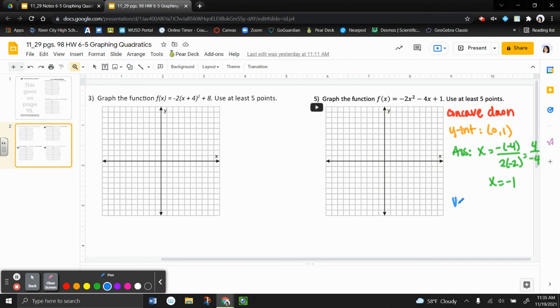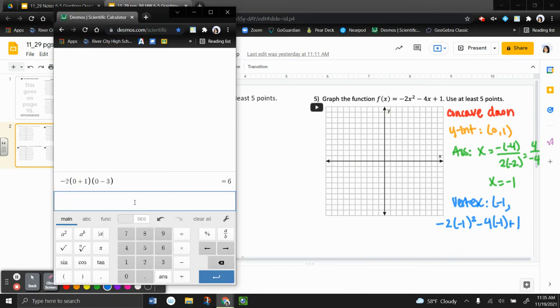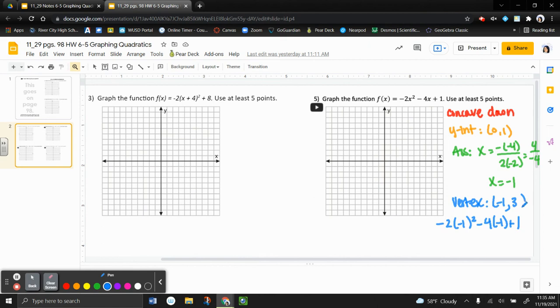And then we have our vertex. So it's going to be negative 1, comma, and then we're going to plug it in. So negative 2 times negative 1 squared minus 4 times negative 1 plus 1. So we get a value of 3. So plotting my vertex, negative 1, 3.